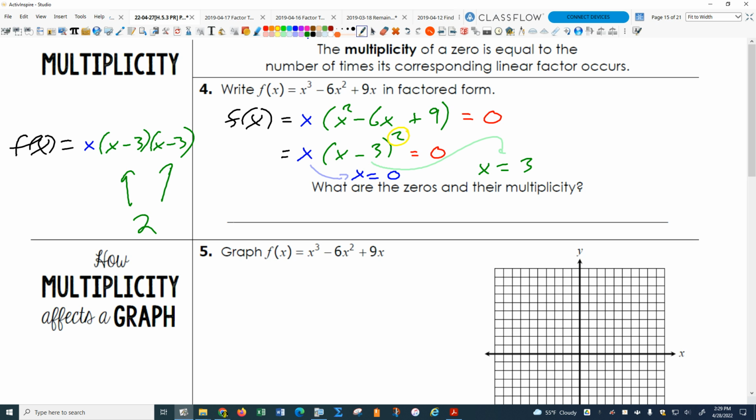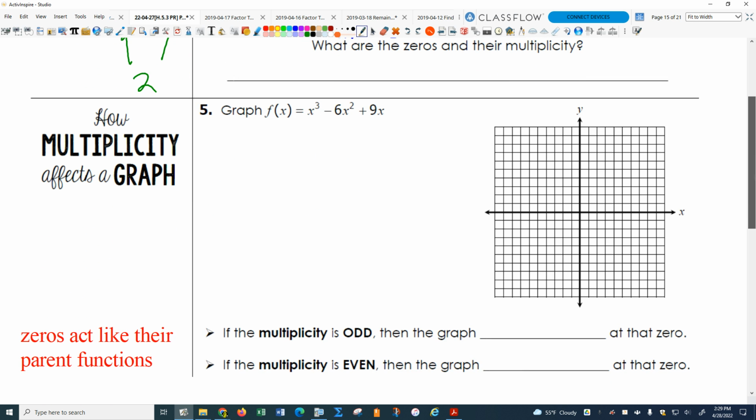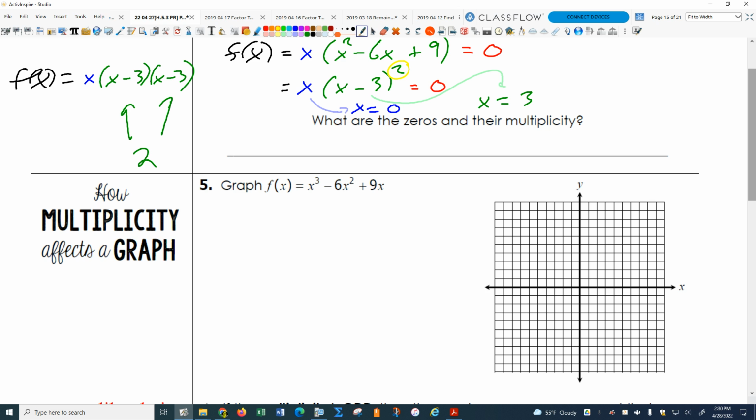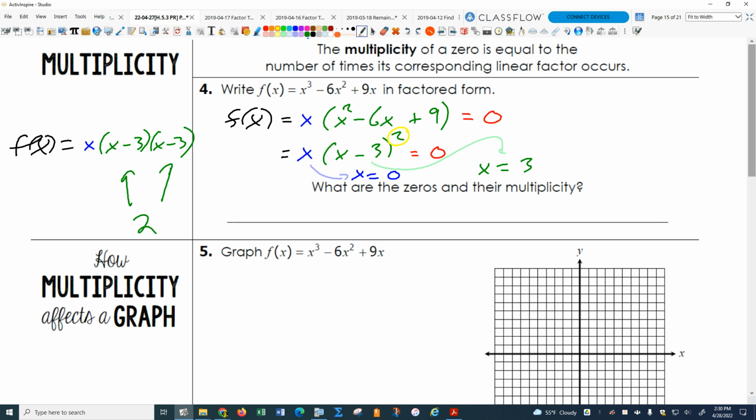So how does this affect a graph? Okay, let's graph this function and see if we can determine if the multiplicity has any impact on what the x-intercepts look like. Does anybody want to make a prediction? We know we're going to have x-intercepts where on this function? On f of x. 0 and 3, right? We said real zeros always correspond to x-intercepts. So we're guaranteed to get x-intercepts at x equals 0 and x equals 3.